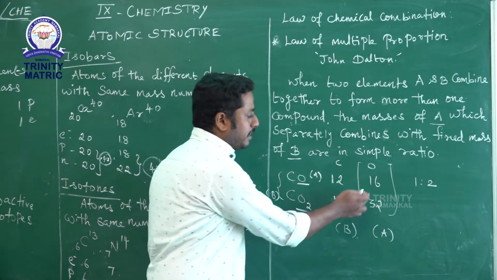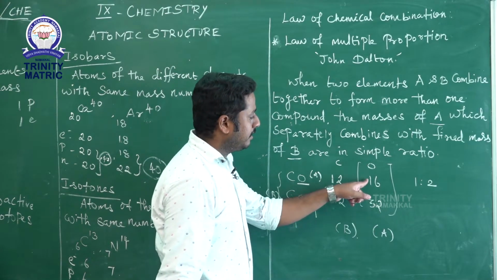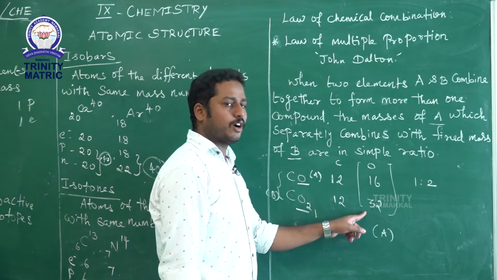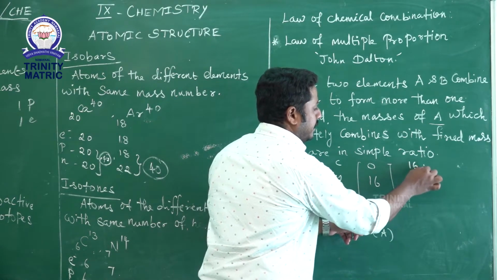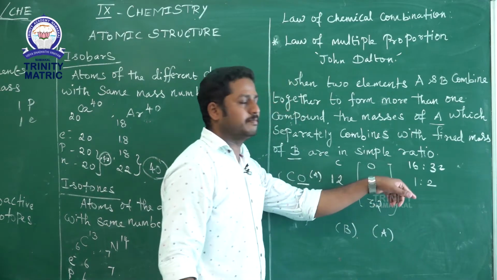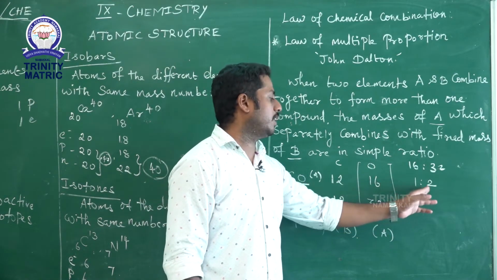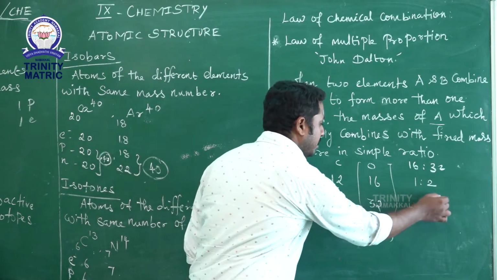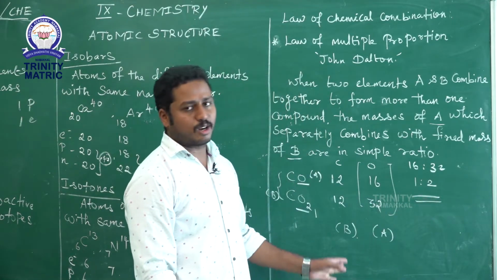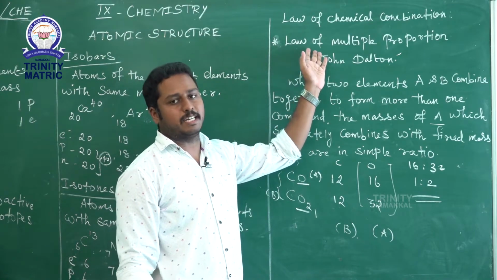So, consider the ratio of the oxygen in carbon monoxide and carbon dioxide, 16 to 32. So, what is the simple ratio? 1 by 16, or 16, 2 16s are 32. So, 1:2 ratio. This is called a simple ratio. So, this law is known as the law of multiple proportions.